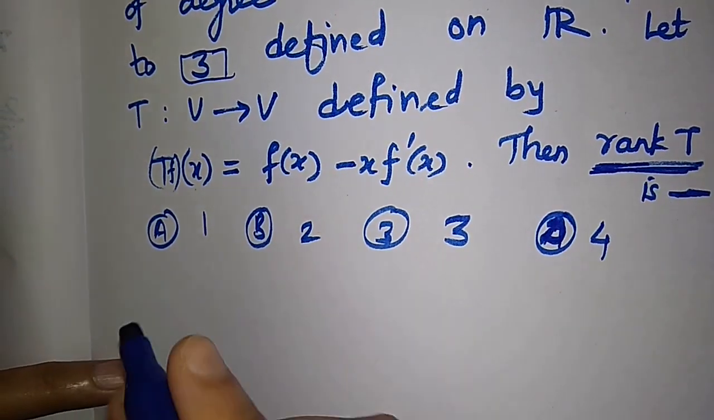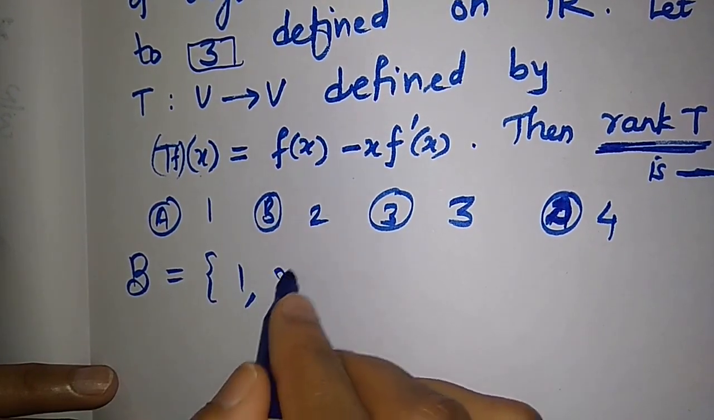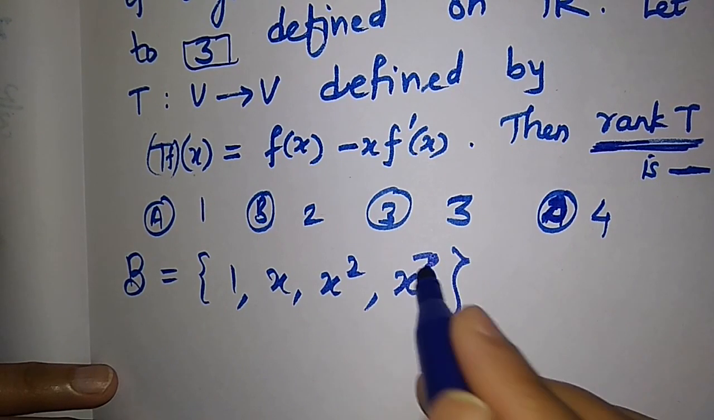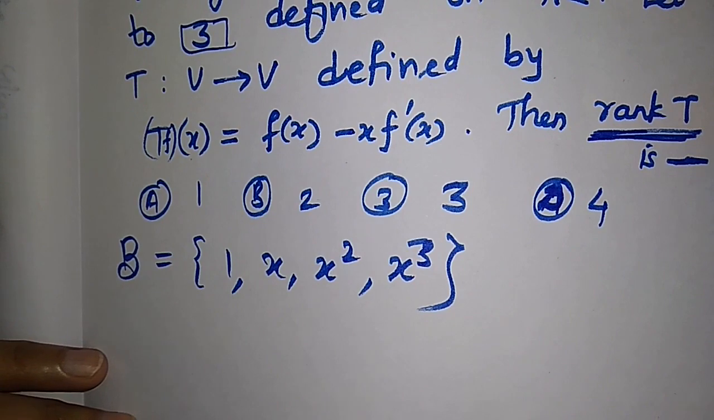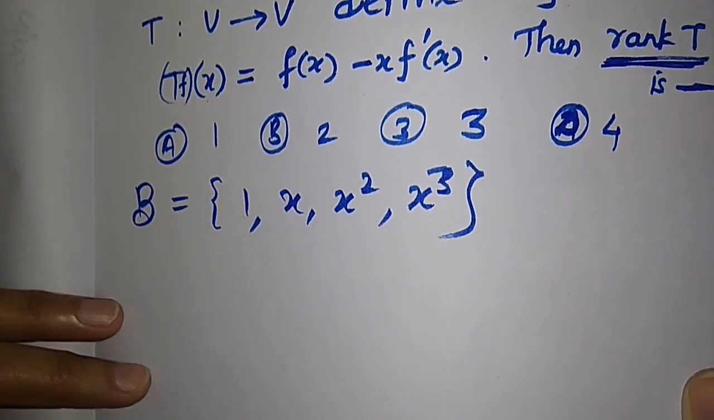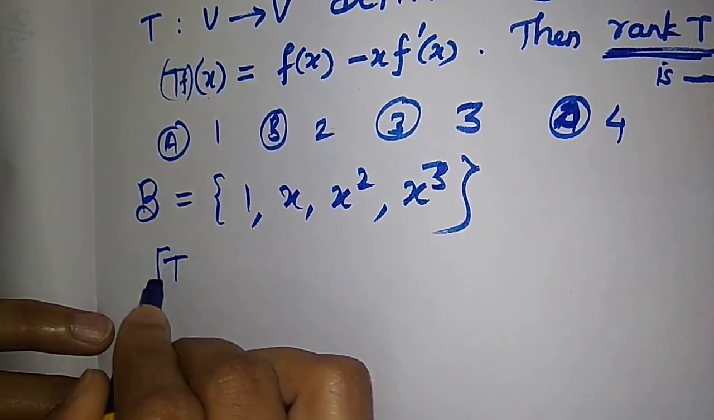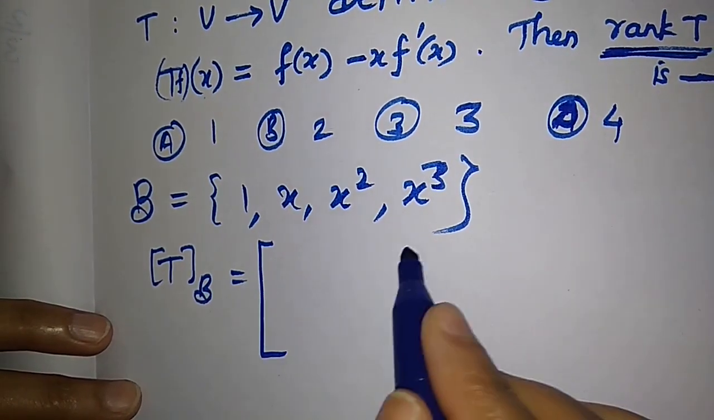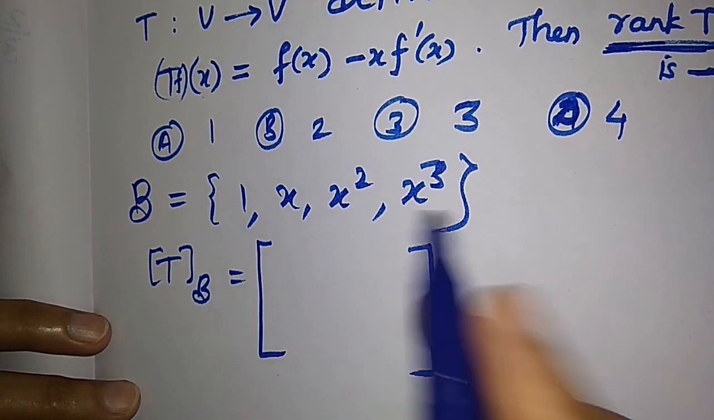So we know that the basis for this vector space B is equal to 1, x, x square and x cube, because the vector space consists of polynomial functions of degree less than or equal to 3. So just find out the matrix of T with respect to this standard basis. The matrix of T, we can write by this symbol, and it will be a 4 by 4 matrix because the basis contains 4 vectors.